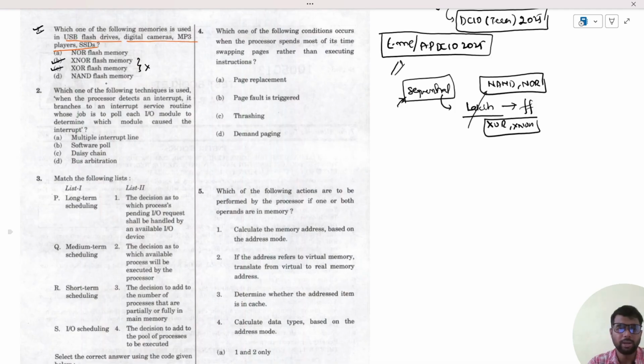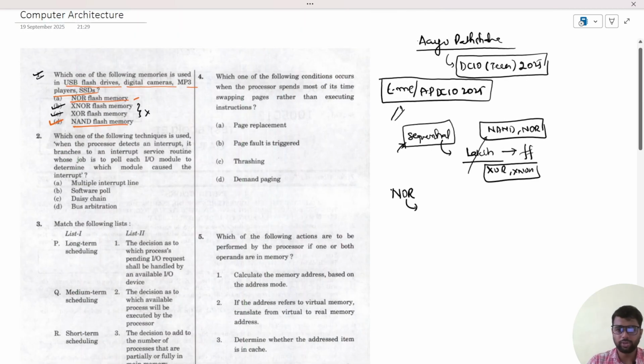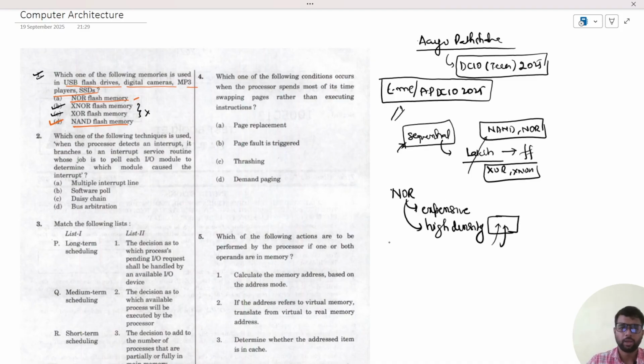Out of NOR flash memory and NAND flash memory, one would be the correct answer, and here the correct answer is NAND flash memory. Why not NOR flash memory? First of all, it is expensive, and second, it has high density. What do we mean by high density? In a smaller portion, you can store a large amount of data. On the other hand, NAND flash memory is cheaper and has comparatively lower density. So most flash drives, USBs and everything use NAND flash memory.